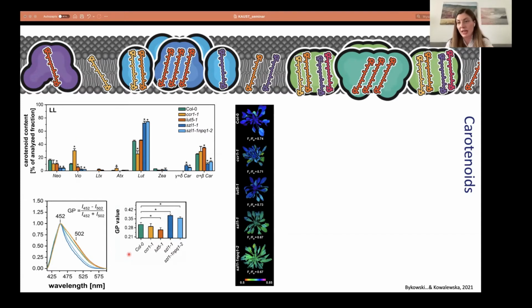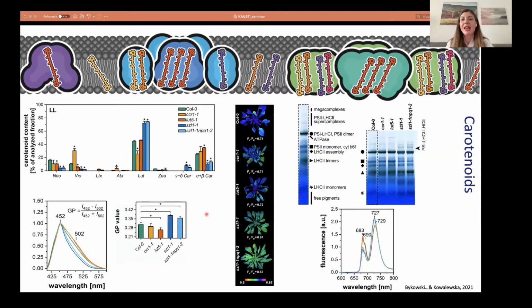So we used the fluorescent dye called Laurdan and calculated the so-called general polarization value. The larger the value, the stiffer the membrane. And we observed that in the case of mutants over-accumulating lutein with decreased amounts of beta and alpha carotene, the membrane was more stiff. So we know that this structure is stiffer.